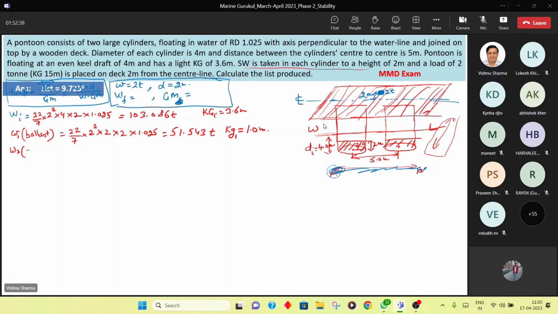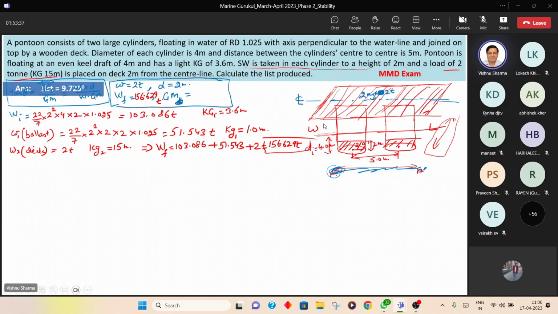Then what is the weight on deck? Deck weight, 2 tons. What is the KG of this weight? 15 meter, given in the question, beta. 15 meter and 2 tons. Now, with this information, we are good to get the final displacement. This implies final displacement will be what? Light displacement of 103.086 plus the ballast 51.543 plus the weight on deck 2 tons, and this gives me a final displacement of 156.629, correct? Yes, sir. So now we have got the third thing also here. Final displacement is 156.629.